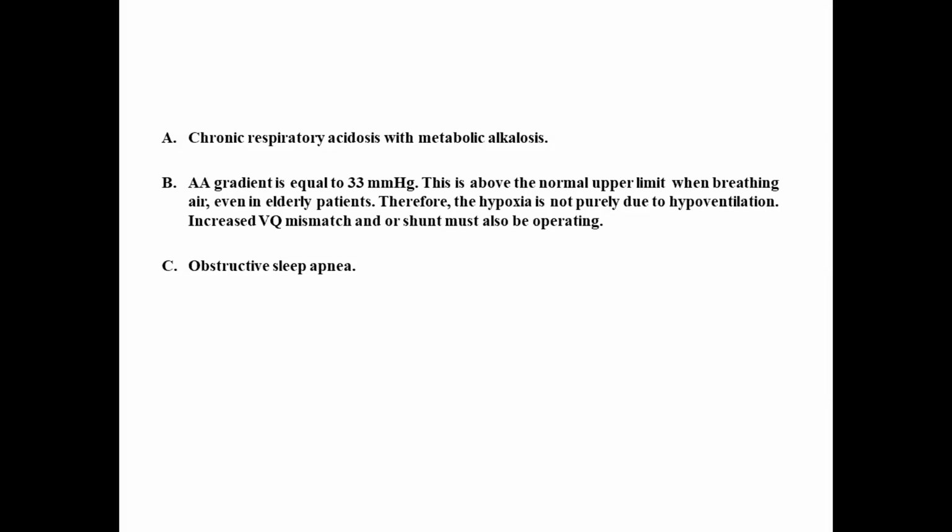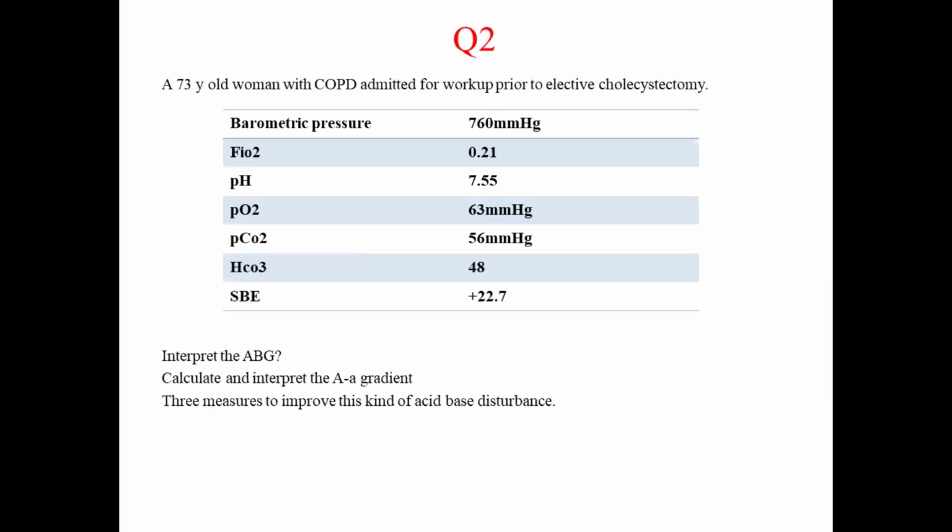And how do you confirm whether it is secondary to a VQ mismatch or a shunt? You give some supplemental oxygen. If your A-a gradient improves, then it is secondary to your VQ mismatch. Otherwise, it is a shunt, and it is secondary to your OSA because of the history which is there. Okay. If everyone is okay, we will go to the next ABG, or if you have any doubt, please ask. Okay. Second ABG.